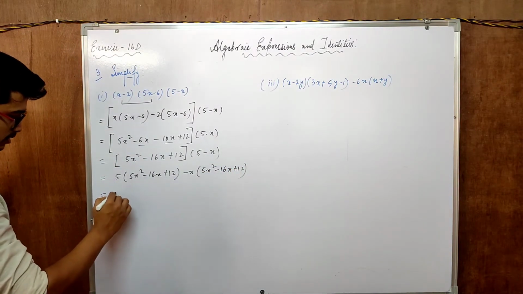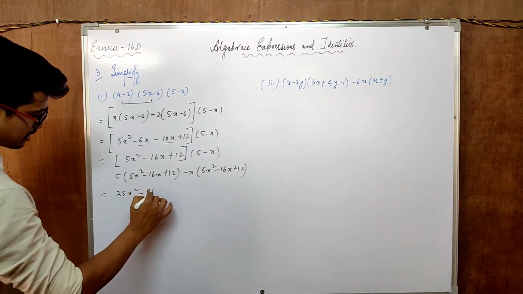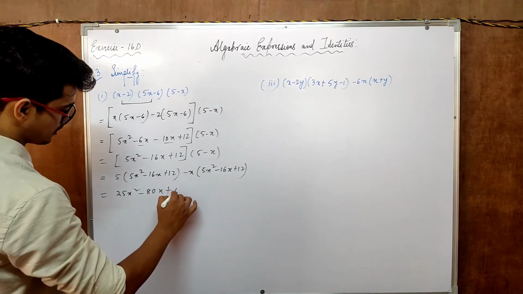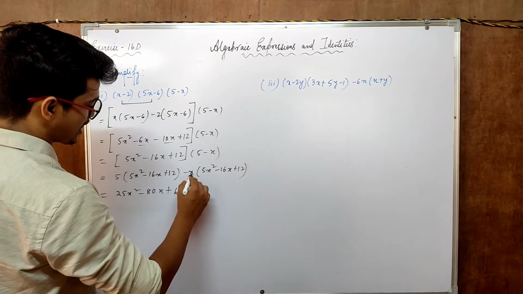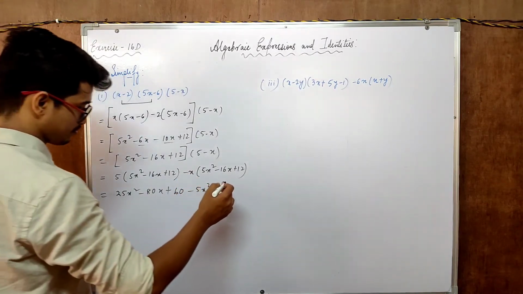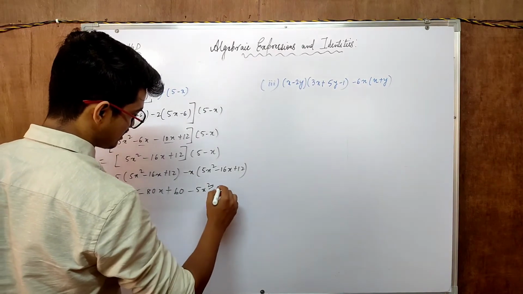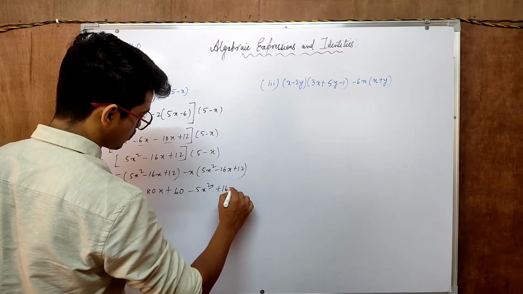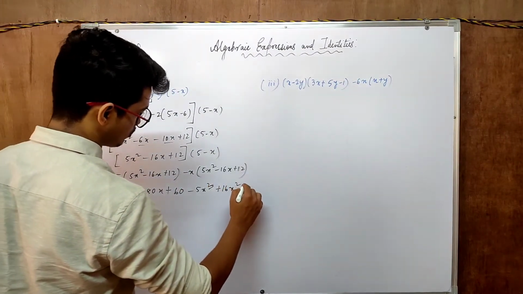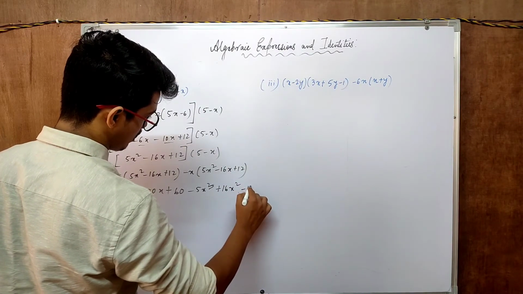So 5 into 5x square, it will become 25x square. 5 into minus 16x, it will become 80x. 5 into 12, it will become 60. Like that way, minus x into 5x square, it will become minus 5x square. Minus x into minus 5x cube. Minus x into minus 16x, it will become plus 16x square. And like that way, minus x into 12, it will become minus 12x.